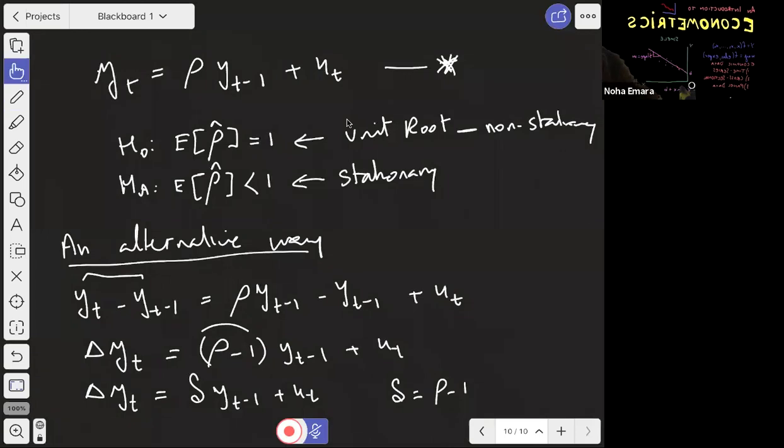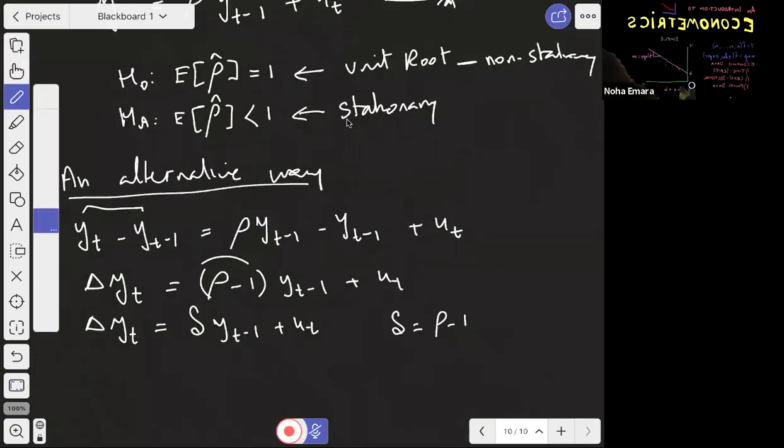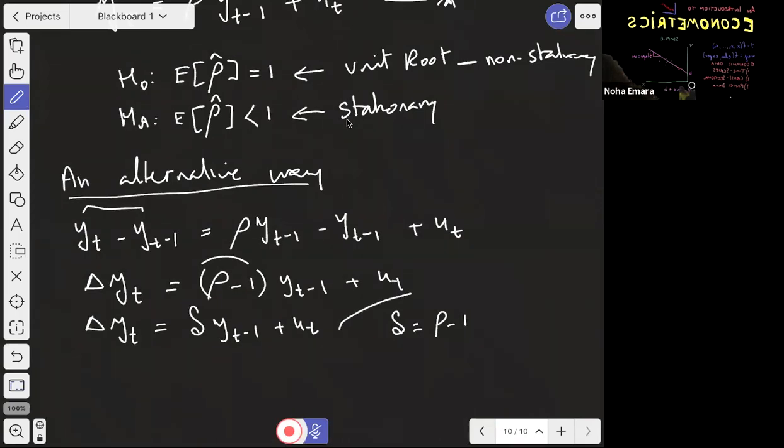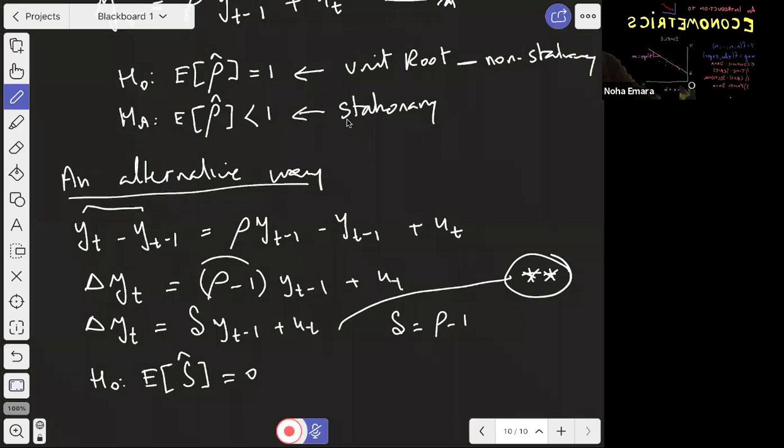Now, this is an alternative model, right? I'm going to call it double star. So double star is my alternative model, and the DF test is actually performed on this alternative model. The DF test is testing delta, okay? So your null hypothesis is about whether this delta hat is equal to 0. Our default for the null hypothesis is usually whether this is equal to 0. And the alternative is whether the expectation is less than 0. One is non-stationary and this one is stationary, so it has to be less than 0.